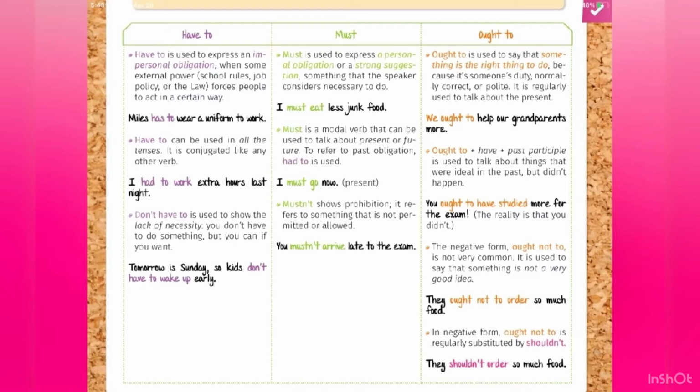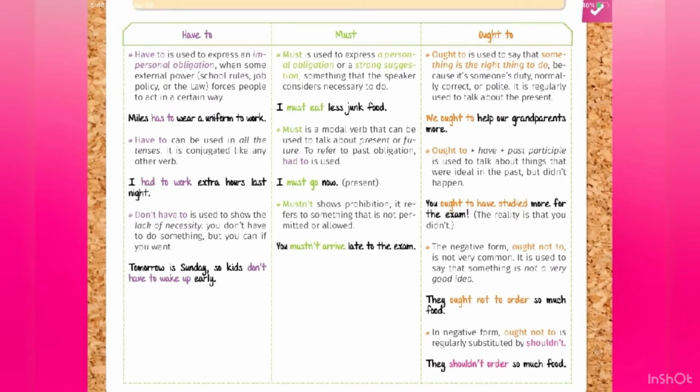Alright, have to can be used in all tenses. It is conjugated like any other verb. For example, I had to work extra hours at night. And if we want to change it to a negative, remember we have to use the contraction or the word not. So this one says don't have to is used to show the lack of necessity. That means that you don't need to do something. You don't have to do something, but you can if you want.